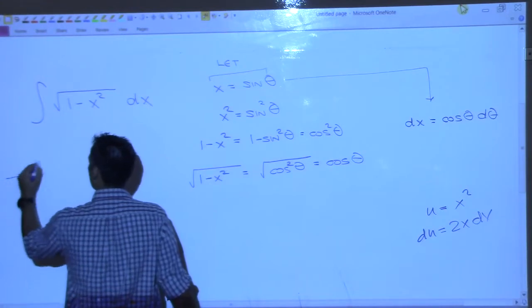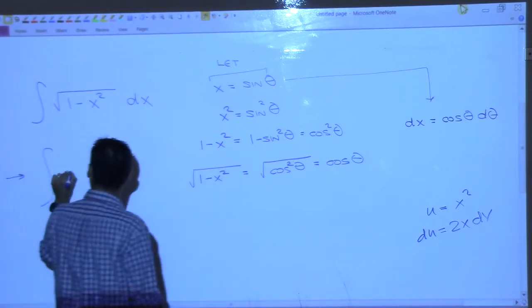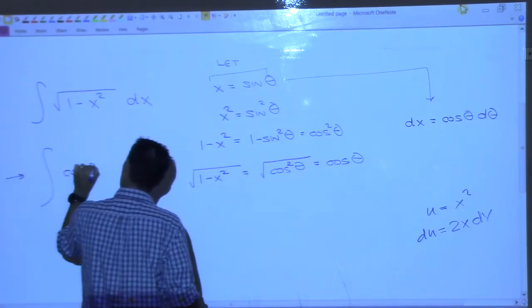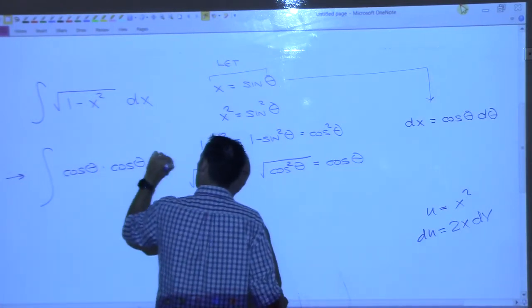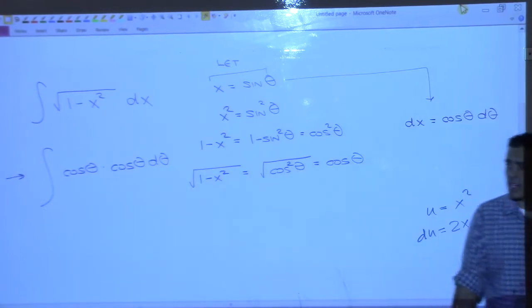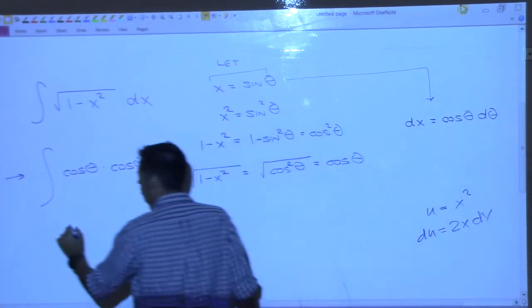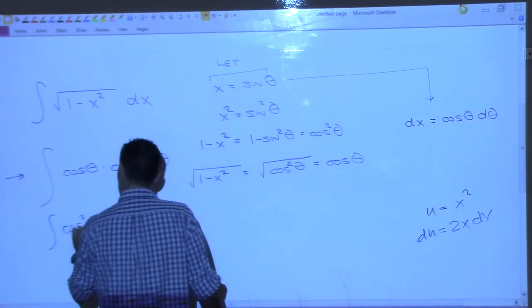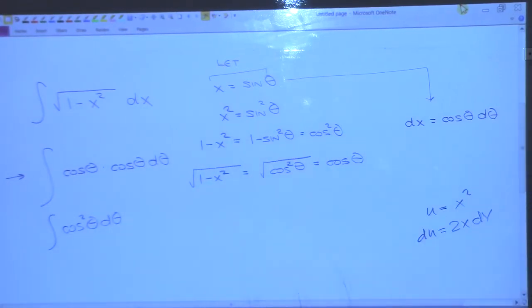So what does this integral now become? This right here is cosine theta, right? So cosine theta times dx, which is cosine theta again, d theta. I've rewritten the whole integral in terms of theta, haven't I? And that's cosine squared theta d theta. And can you handle that? Yep. Jordan? Where's Jordan? Jordan, so how would we handle that cosine squared, Jordan?